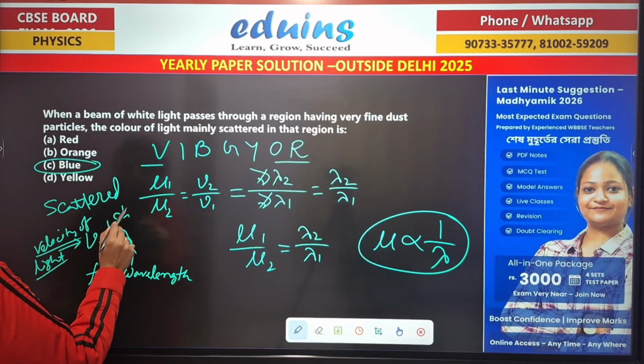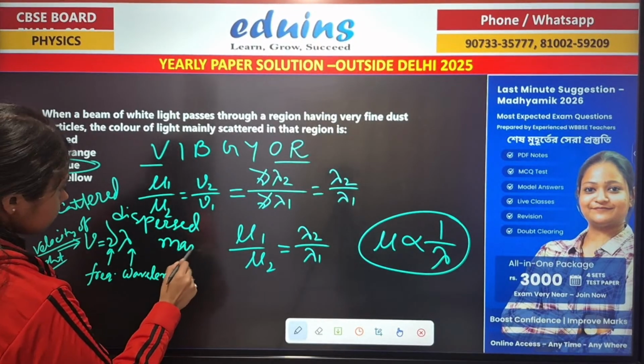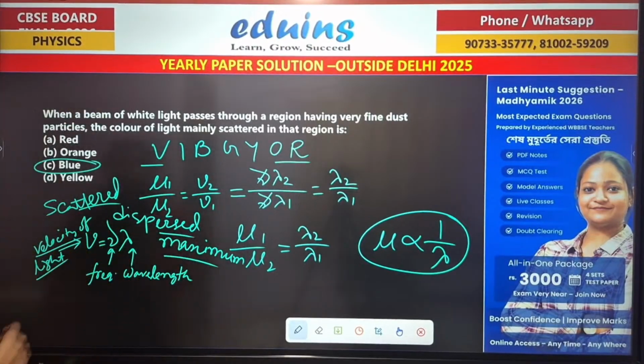or dispersed maximum between these options. So what will be the color? Blue, because blue light is scattered most or dispersed most from this series. So what will be the answer? The answer becomes blue. Okay, got it?